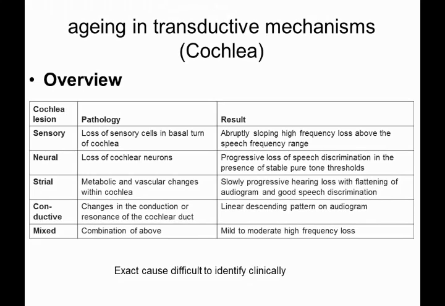The strial hearing loss, which goes with the metabolic and vascular changes within the cochlea, affects mostly the inner hair cells, so the filters stay the same, but we've got a flattening of the audiogram. And the conductive one, which I said is mostly speculative. I don't know how you actually see that in an audiogram. So the combination of the mild to moderate high frequency loss, usually as a mixed hearing loss.